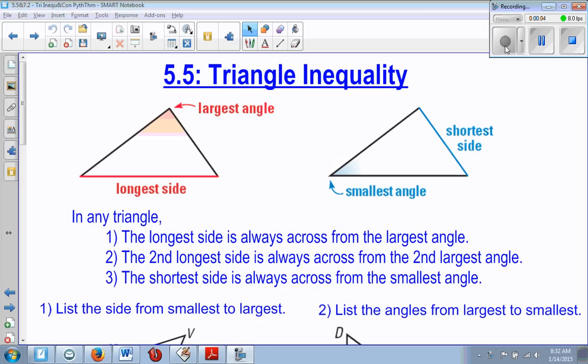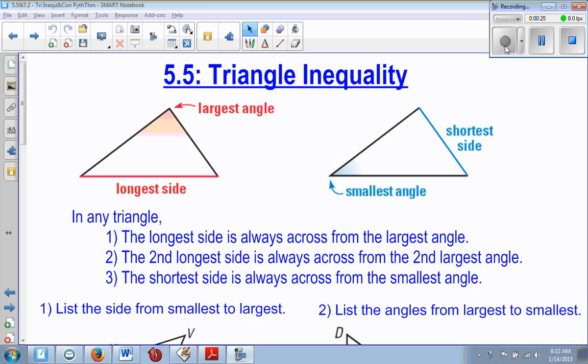Today's lesson is going to cover inequalities in triangles. There are a couple of things in section 5.5 that are important to know. Number one, you can tell which angles and side lengths are the largest and smallest in a triangle based off of the side lengths and the angle measures.